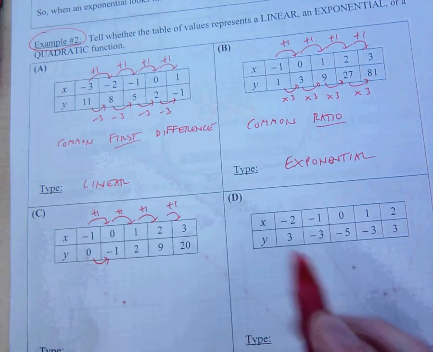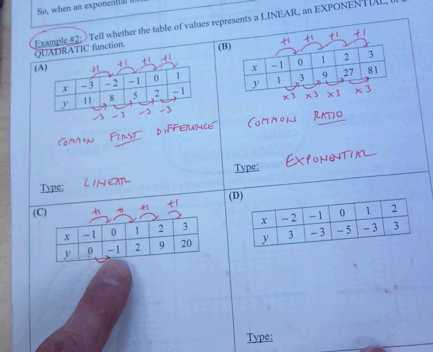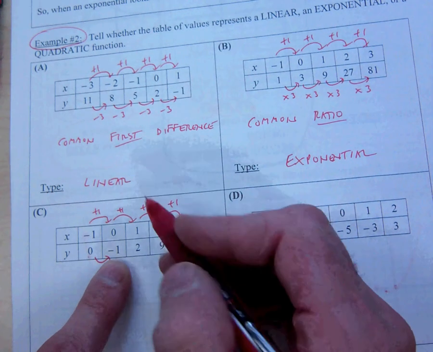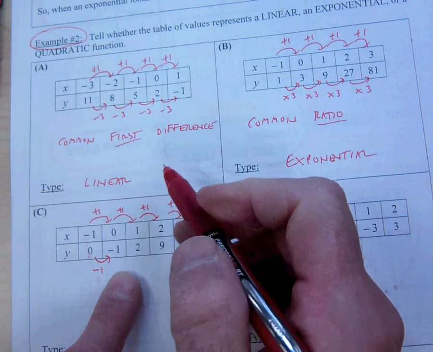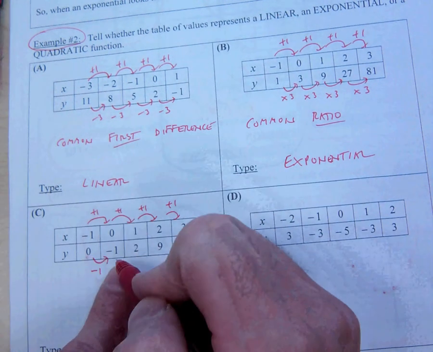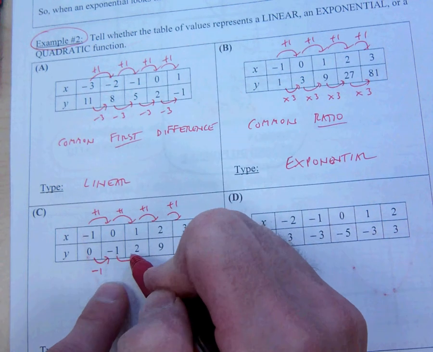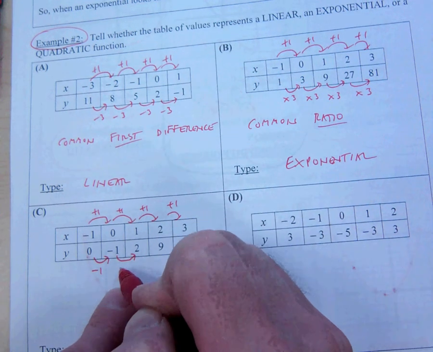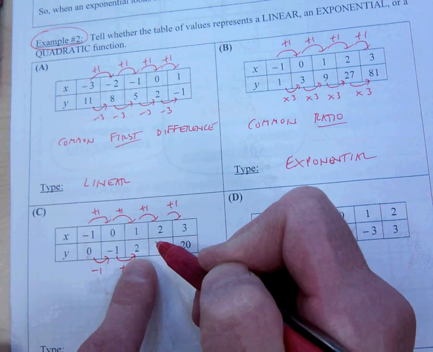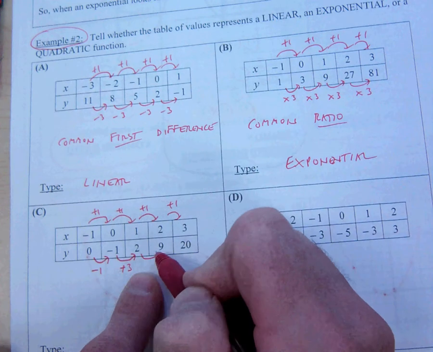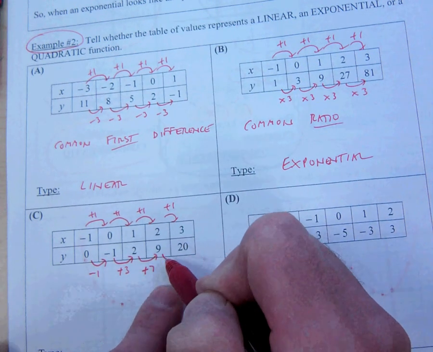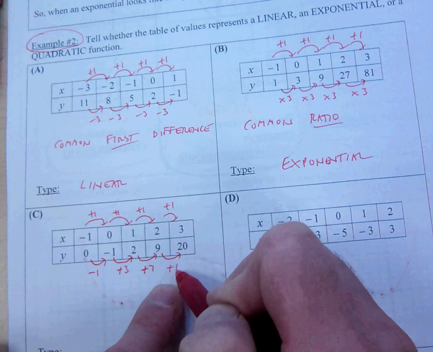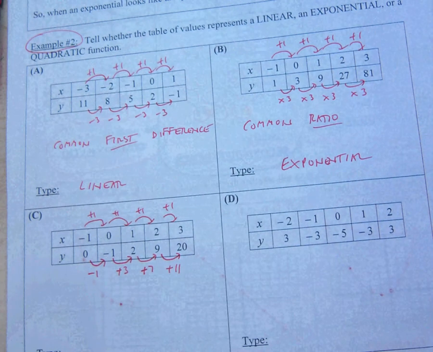If you're at 0 on the number line, how do you get to -1? You subtract 1. Now, put yourself at -1 on the number line. How do you get to +2? You add 3. Okay, put yourself at 2 on the number line. How do I get to 9? You add 7. If you're at 9, how do you get to 20? You add 11. Now, clearly there's no common difference there.